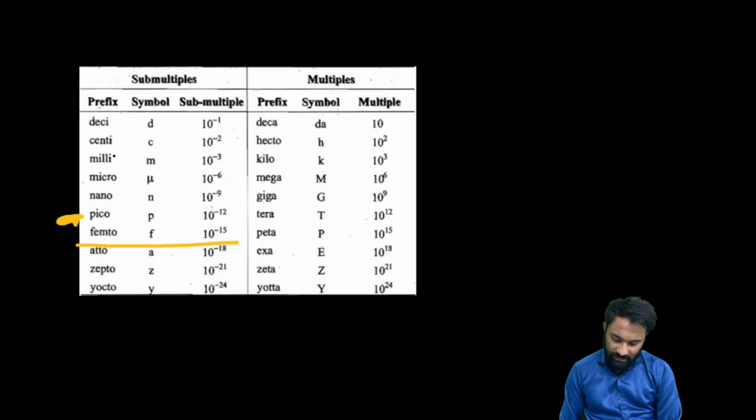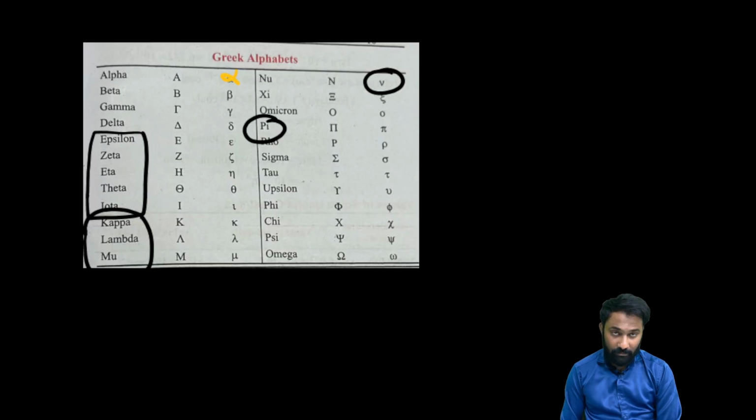I hope you are clear with these units. These are the deci, centi, milli, micro, nano, pico, femto, and some Greek alphabets we have seen: alpha, beta, gamma, delta, kappa, lambda, mu, nu, pi. These are the Greek alphabets we are going to use in our chemistry. Clear?